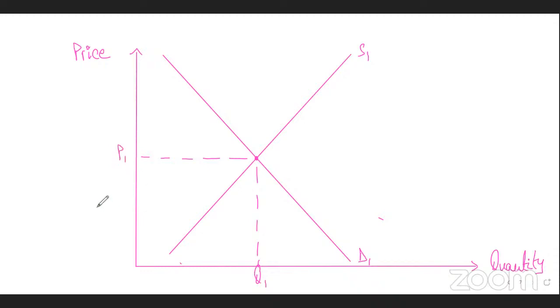Okay. After this, what happens when subsidy is provided? Supply curve shifts to the right, like this. Got it? Okay. Now, think about this.